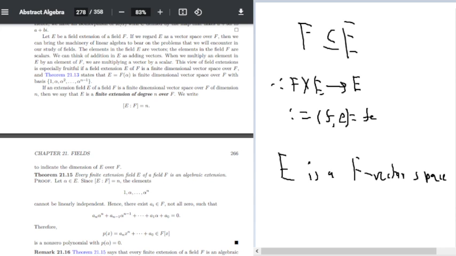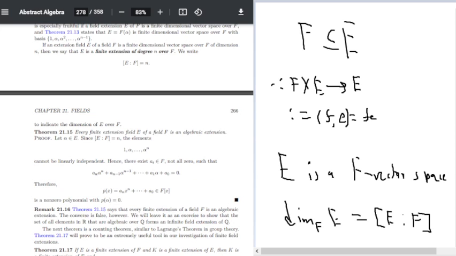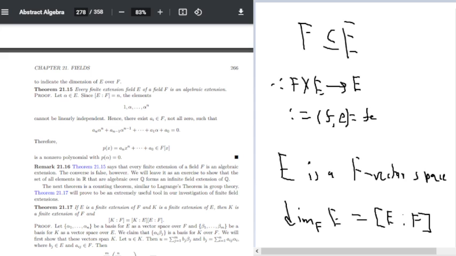If an extension field E of F is a finite dimensional vector space over F with dimension n, we say that E is a finite extension of degree n over F, and we write [E : F] is equal to n. So the dimension with respect to F of E is equal to the index of E in F, which is weird notation, to indicate the dimension of E over F.